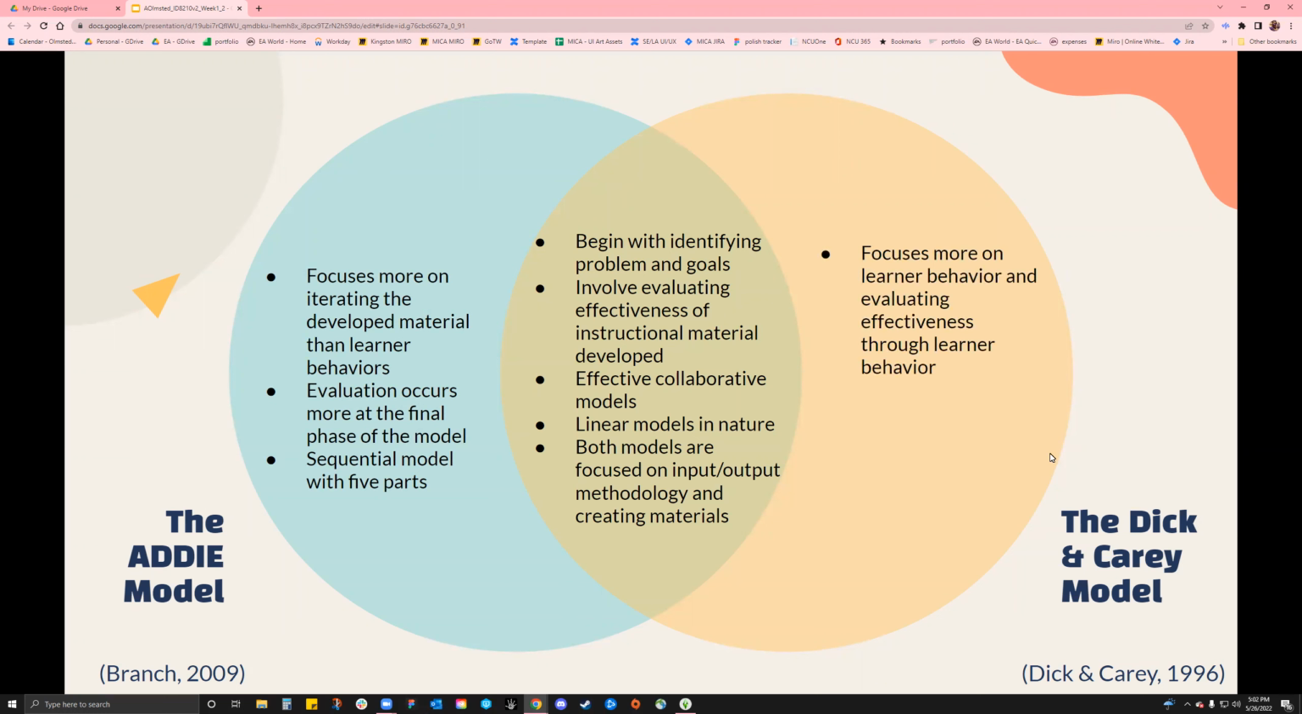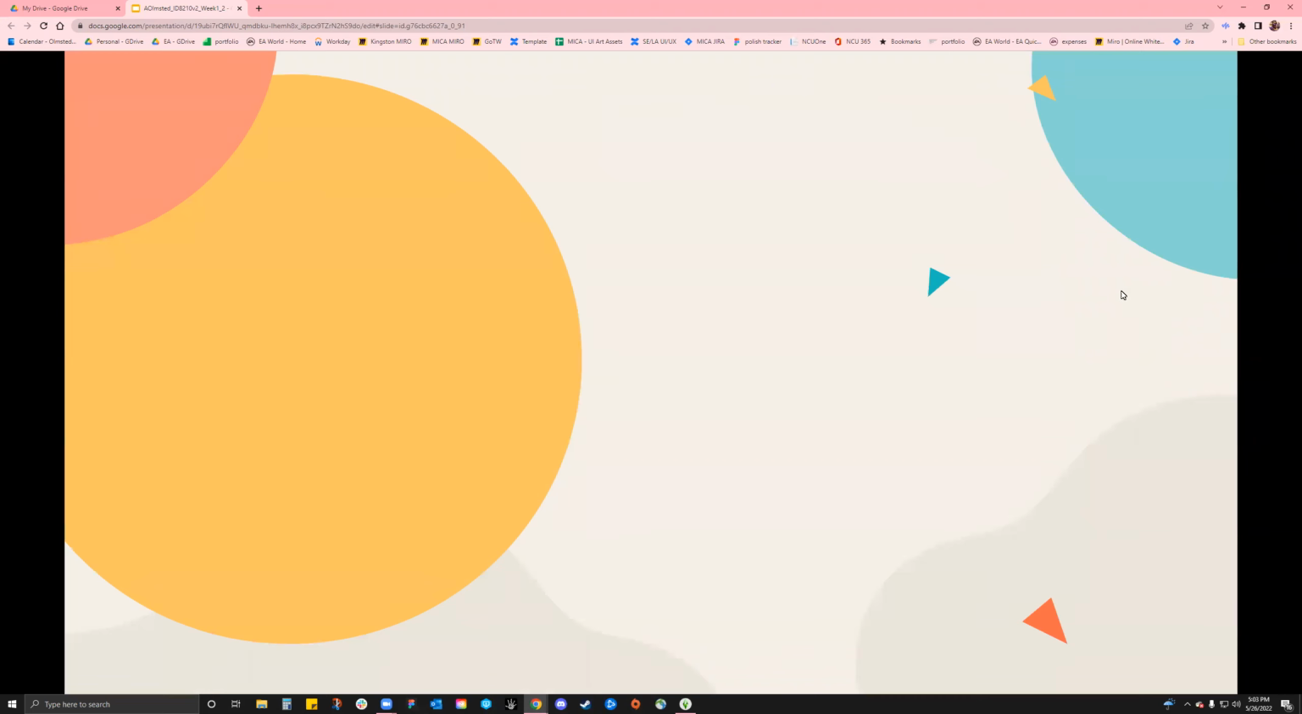Adversely, the Dick and Carey model focuses on learner behavior and evaluating effectiveness throughout the journey and via the learner behavior. Evaluation occurring throughout the model is the key difference in the Dick and Carey model, and it is also considered a more direct and detailed method with 10 different phases. Branch 2009 and Dick and Carey 1996.